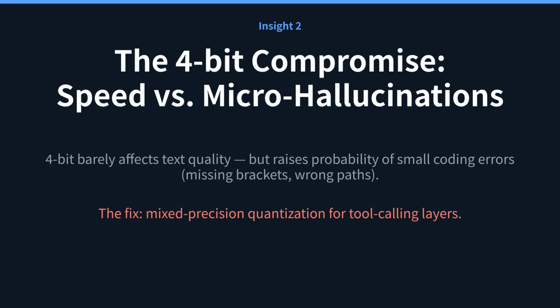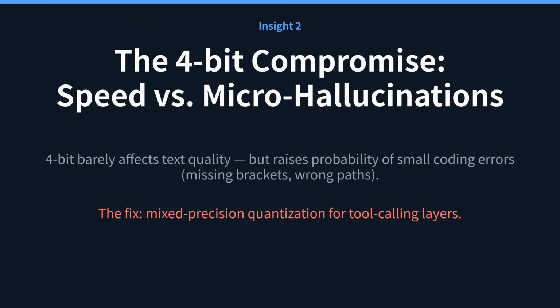The 4-bit Q4KM format has democratized access to powerful AI, but it introduces a subtle trade-off. While 4-bit quantization barely affects text generation or summarization quality, it does increase the probability of micro-hallucinations in coding tasks. Small errors like missing parentheses, wrong file paths, or incorrect function signatures. Even the best models here aren't immune. The community has implicitly accepted this compromise. Smooth local performance in exchange for the occasional minor error.